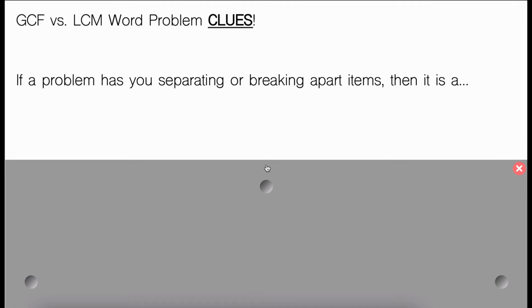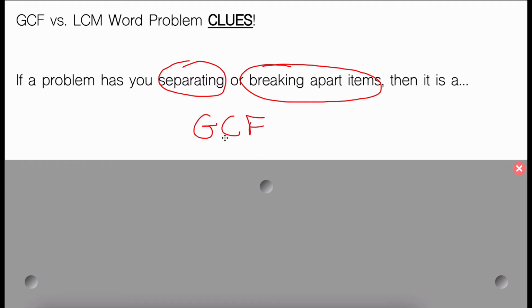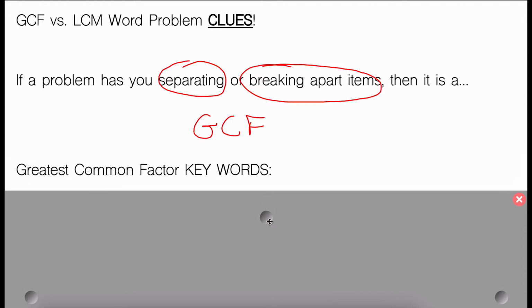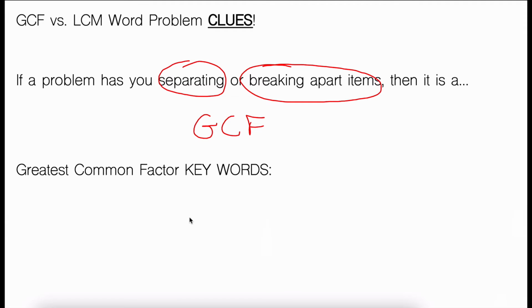Let's get started. Our first thing is if a word problem, as you're reading through it, has you separating things or breaking apart items, dividing them into groups, then this is a classic clue that you have a greatest common factor word problem, GCF. So some keywords that you might be looking for: number one, we just said it, if you are dividing things into groups. So you might see something is being divided or broken apart. Any sort of words that insinuate division.